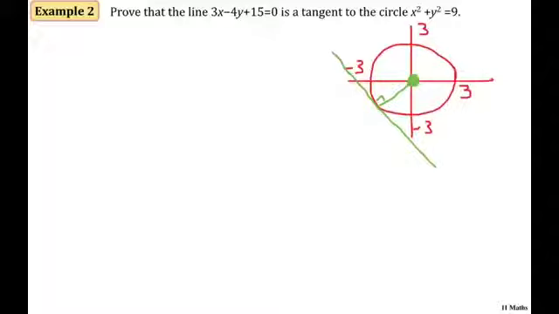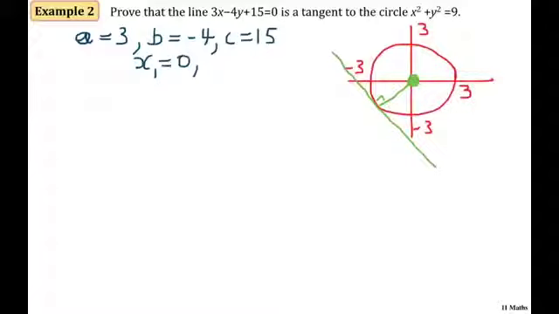Let's have a look at our line. The line is 3x take 4y plus 15, so we have an A value of 3, a B value of minus 4, and a C value of 15, and x1 is equal to 0 and y1 equals 0 because I'm using the point 0, 0 as my point.